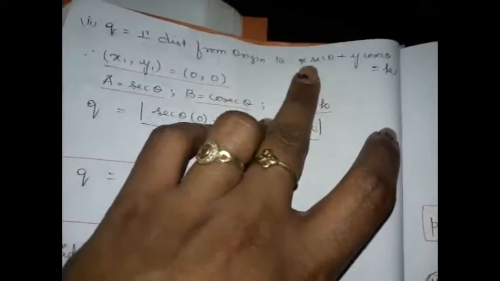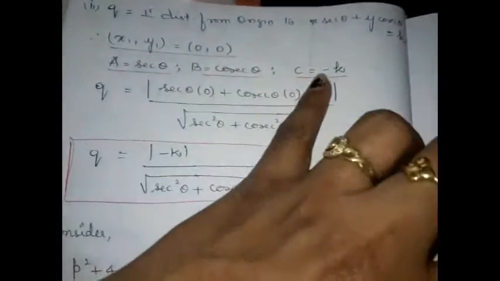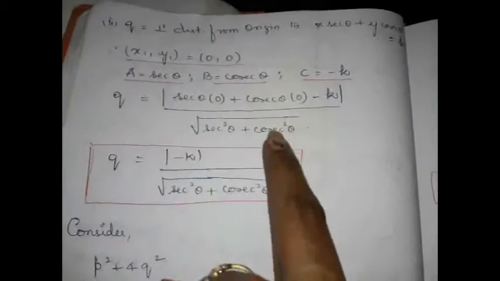See, Q is the perpendicular distance from origin to this line, another line. Again here A is secant theta, B is cosecant theta and C is going to be minus K, because here it is equal to K. So if you bring it to the other side, it will become minus K, right? And it is also distance from origin only. So 0, 0. Now substitute in the same formula.